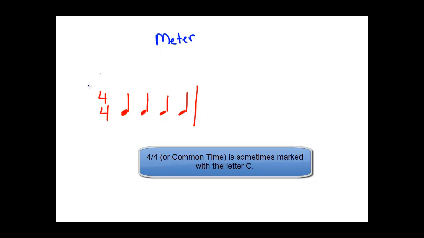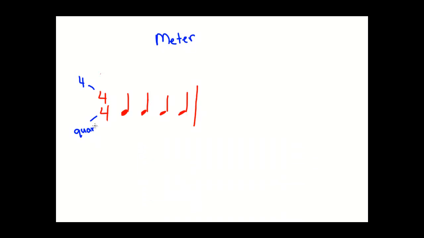4/4 time means that there are 4 quarter notes in every bar. The top number tells you how many beats in a bar. The bottom number tells you what gets the beat in each bar. So in this case, it's saying that there are 4 quarter notes in every bar. So if we look at this example, if you know that a quarter note gets 1 beat, you can add them up to know that you've got 4 quarter notes, or a total of 4 beats in this case.